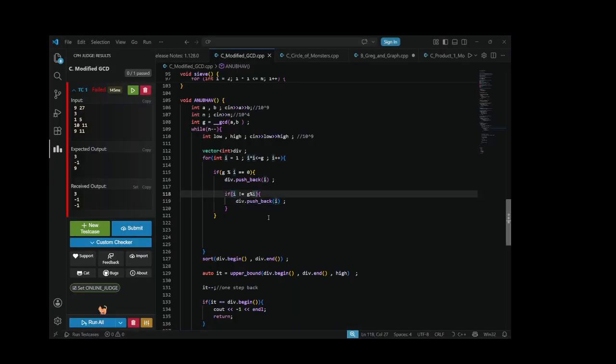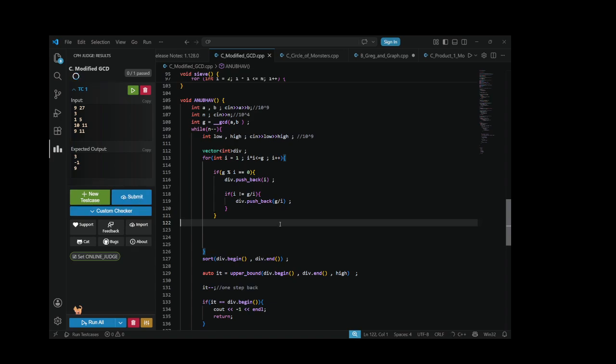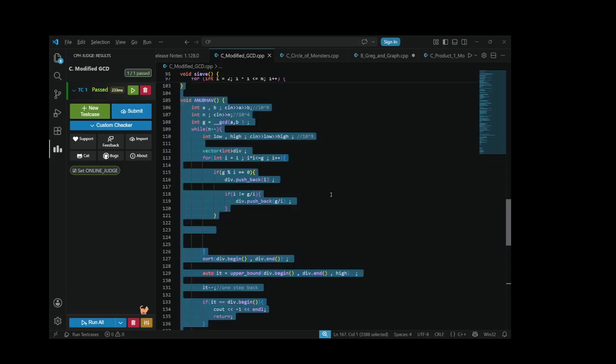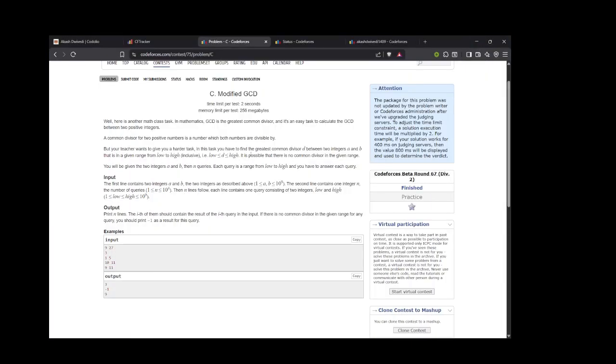Here, I have written modulo 3 of 5, and then we need to push GY, right? Because we are inserting in pairwise. I think this is what I have written now. It should pass. Yes, definitely passing. Now we need to do control C, control V, and let's minimize it.